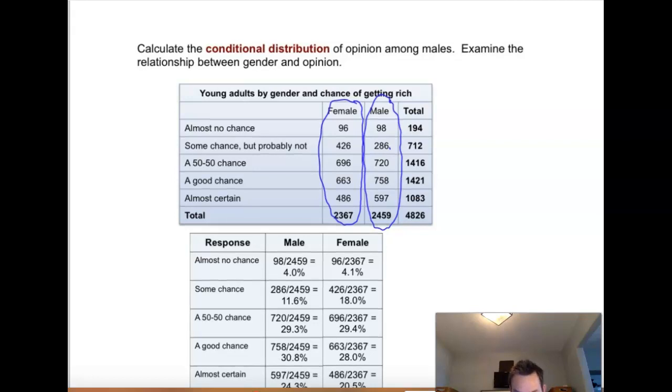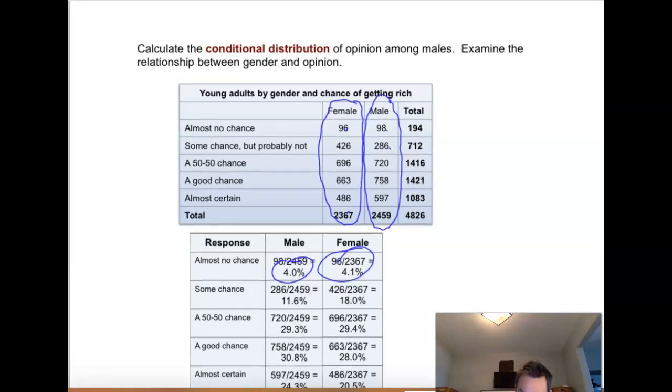So what percent of males thought they had almost no chance of getting rich by age 30? Well, we would do 98 out of the 2459, which comes out to 4%. And then likewise, what percent of females said almost no chance of getting rich, and that's 96 out of 2367. Slightly different, 4.1%, right?